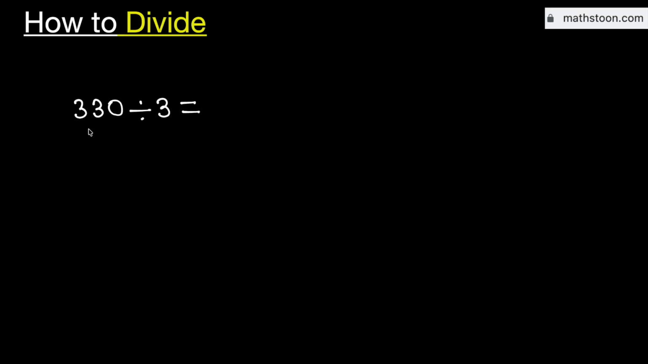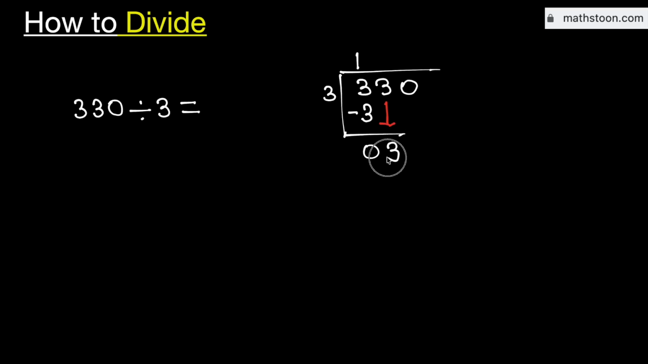Let's learn how we divide 330 by 3 using the long division method. Consider the first digit 3. We know that 3 times 1 is equal to 3. Subtract, we get 0. Now this 0 is less than 3. That is why we will bring down this adjacent 3 here.